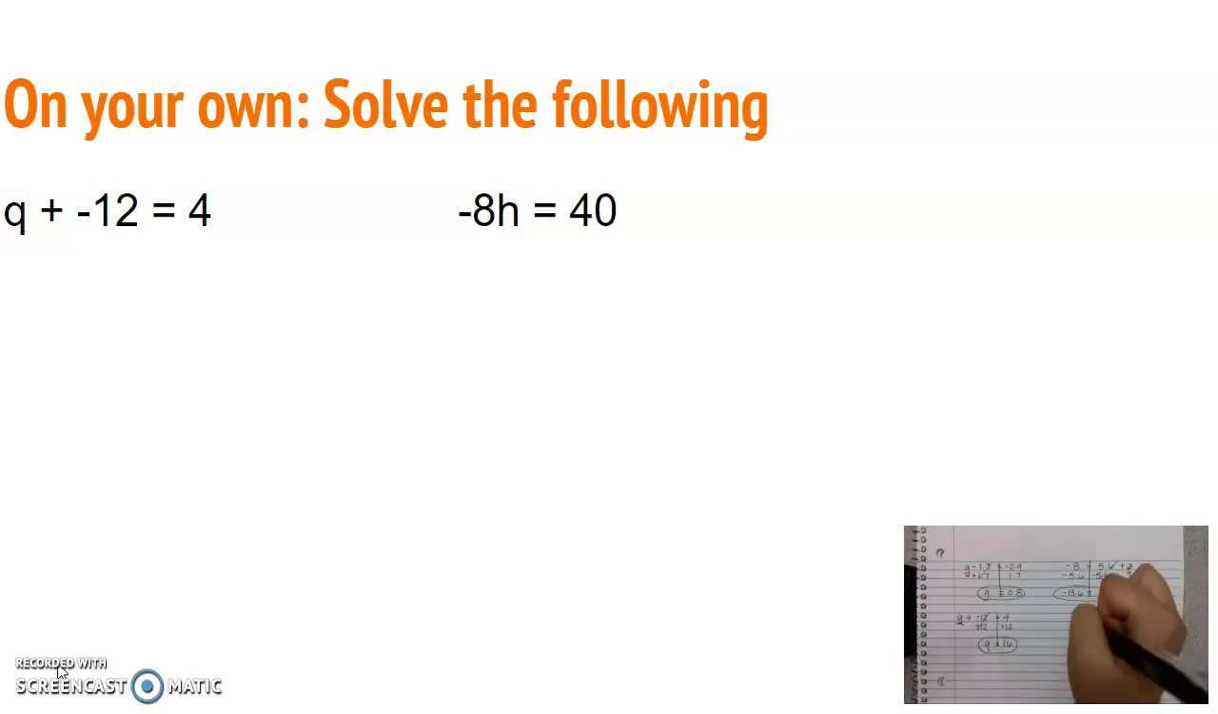Last one on your own. Negative 8h is equal to 40. Again, start by putting that line down the equal sign, trying to get h by itself. The thing with h is a negative 8. Remember, since they're right next to each other, that means that they are being multiplied. So the opposite of multiplication is division. So we're going to divide by a negative 8. We're going to cancel it out, and h is equal to 40 divided by negative 8, which is a negative 5.